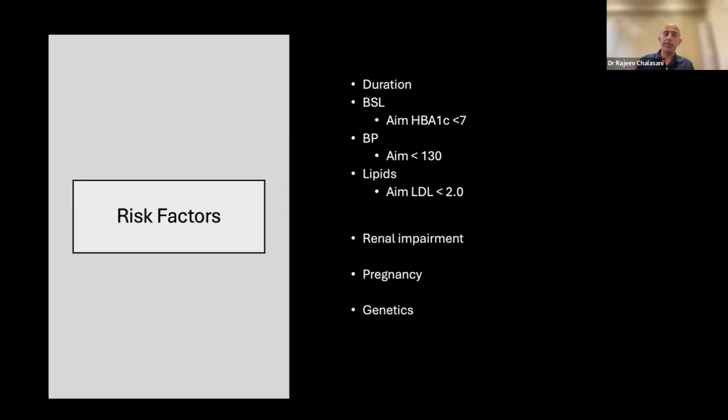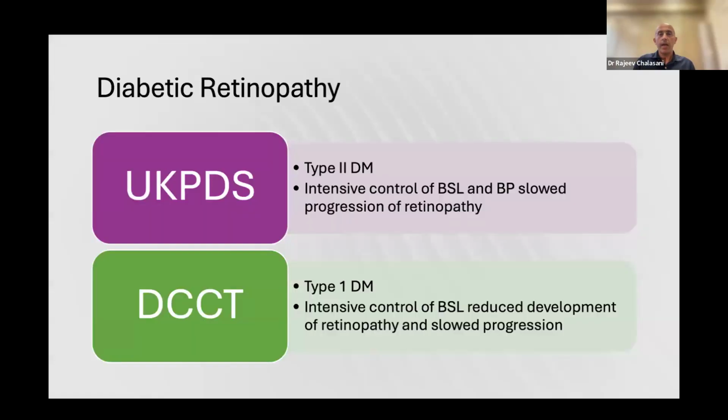And of course, there are other risk factors that tend to be associated with worse diabetes in the eye. That includes renal impairment, pregnancy, and genetics, particularly, for example, in Western Sydney, patients of Pacific Islander or Fiji Indian descent. As many of you may have already known, we have some key studies that were done overseas a number of decades ago that really proved to us that intensive control of sugar and blood pressure does really slow down the progression of diabetic retinopathy. And these two trials are really the key trials that underpin our management of diabetes.